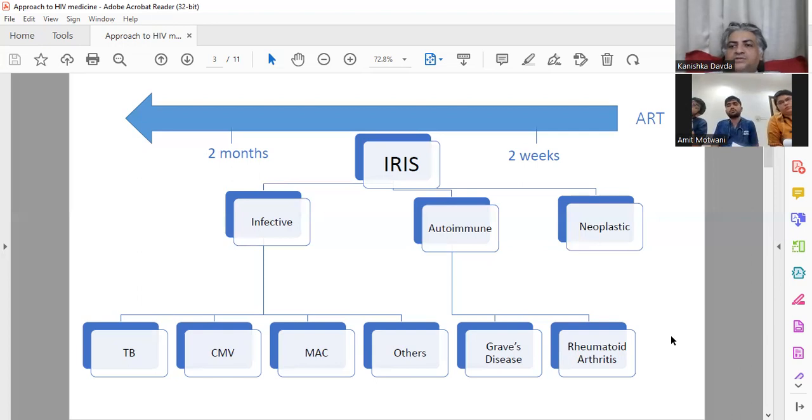So the diagnosis of IRIS is dependent on a few things. Yes. One, the patient has to have a lower CD4. You cannot have an IRIS in a patient with normal CD4. You start ART, then you get something, you can't call that IRIS. IRIS has to do with the immunity and the opportunistic infections. And with the rise in immunity, unmasking of the symptoms. Right?